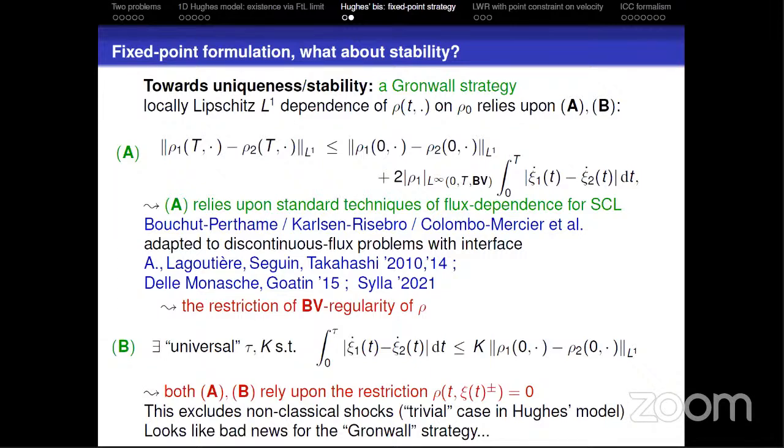But what I didn't say to you is that both A and B, especially B, rely upon the restriction that you have zero traces of the turning curve, which is essentially the assumption that the pedestrians will never change their mind. When they decide to go to one end of the corridor, they will continue going to this end. So actually, I'm reproving, in a very general way, possibly generalizable to other situations, the uniqueness results that appear already in the paper of Deborah and Aspiliad, the situation where you don't have switch. So it's quite disappointing because it's a trivial case somehow, without these dynamics of switching you want to capture. And this looks like bad news for the Gronwall.